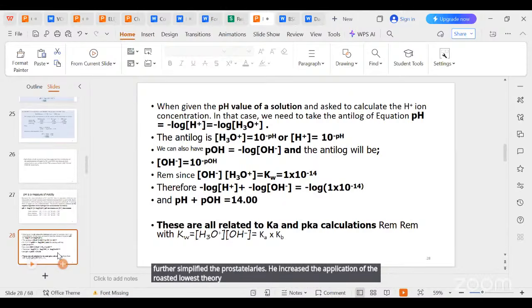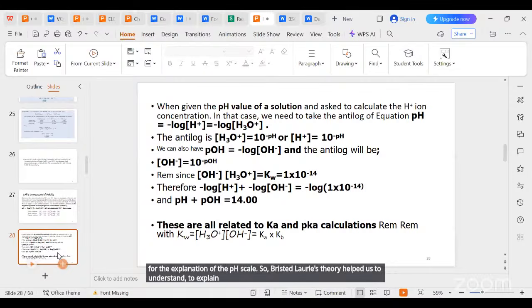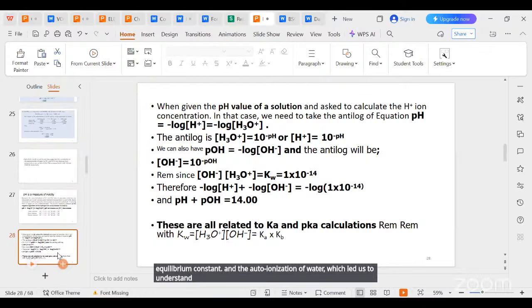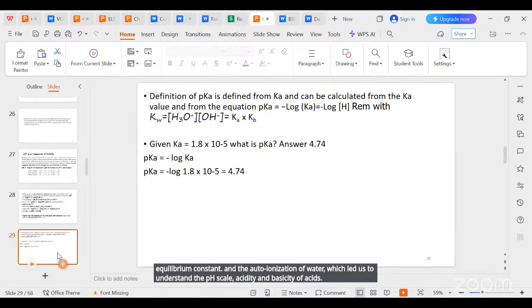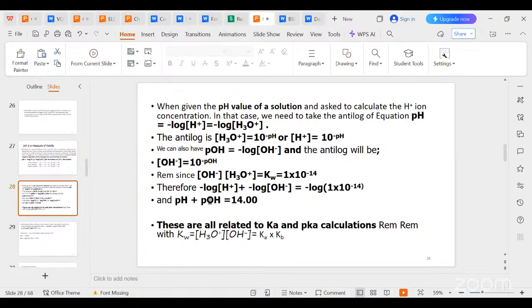So Bronsted-Lowry's theory provided a foundation for the explanation of the pH scale. It helped us to explain acidity of some things we could not explain, and basicity of some things we could not explain under the Arrhenius theory. It helped us to explain the equilibrium constant and the autoionization of water, which led us to understand the pH scale, acidity and basicity of acids. This is all I'm trying to say.